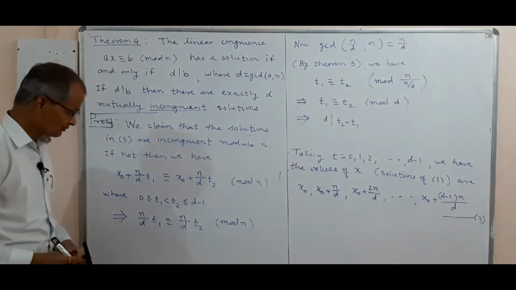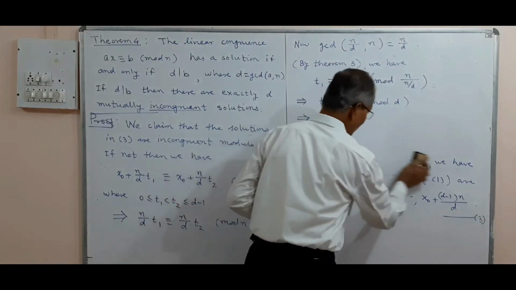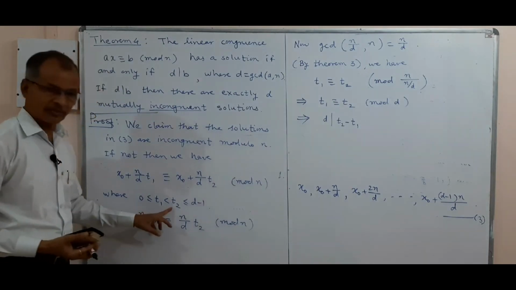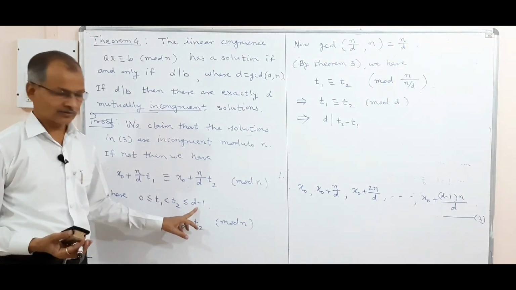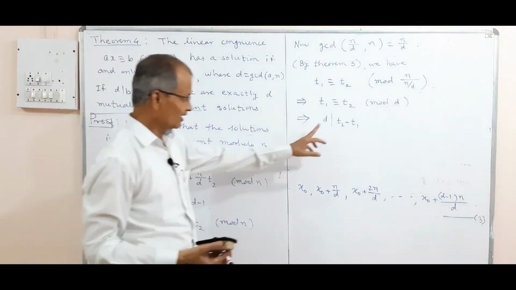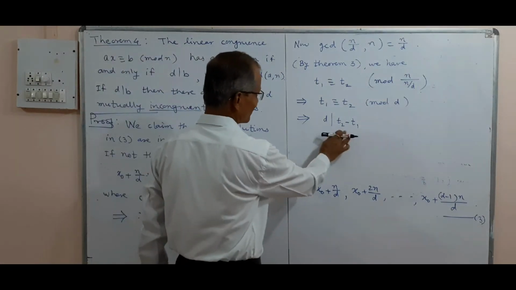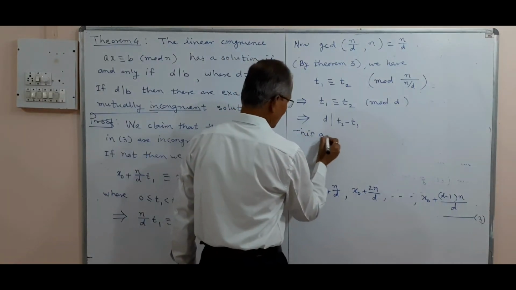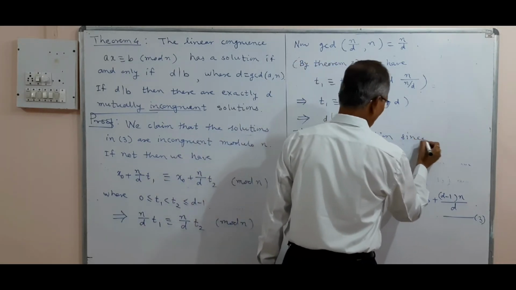Why t2 minus t1? Because we have assumed t2 is greater than t1, and now this is a contradiction. So why is this a contradiction? You see the inequality for t1, t2. Both are less than or equal to D minus 1, which means actually they are less than D, and therefore their difference is also less than D. But here D divides this t2 minus t1, so a greater number divides a smaller number, since D is greater than this. So this is a contradiction, by the inequality.